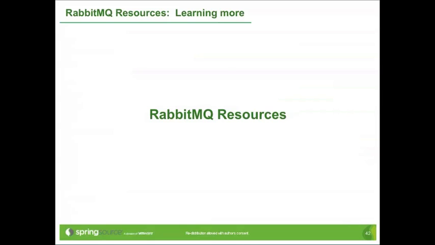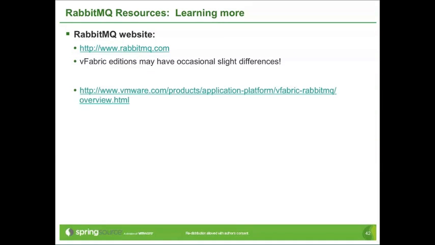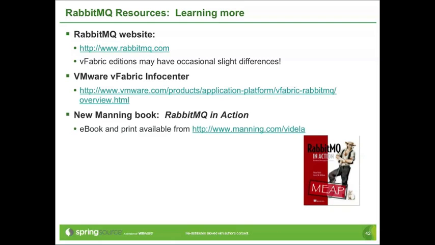To learn more about Rabbit, the first place to look is the RabbitMQ.com website. Be mindful that the vFabric editions may have occasional slight differences from the open source releases, in which case you'll want to go to the vFabric Info Center at VMware.com. There's a new book just in print from Manning Publications called RabbitMQ in Action. If you're evaluating Rabbit or building applications on Rabbit or administering or operating Rabbit, this is probably the single best one-stop shopping source of information for Rabbit.